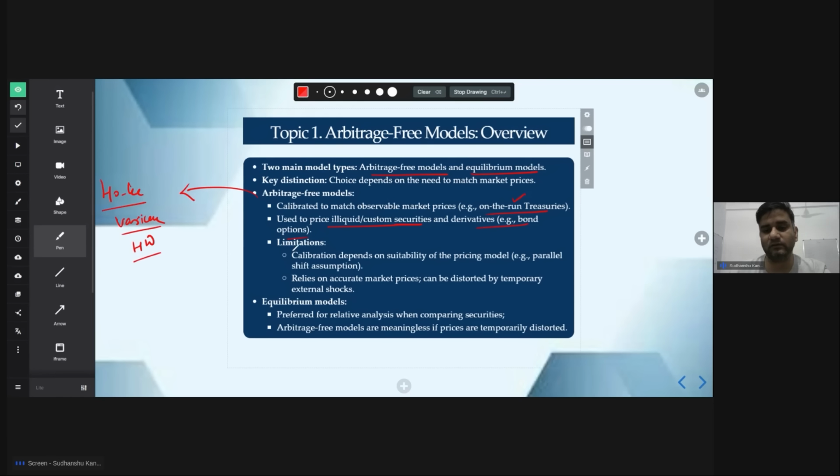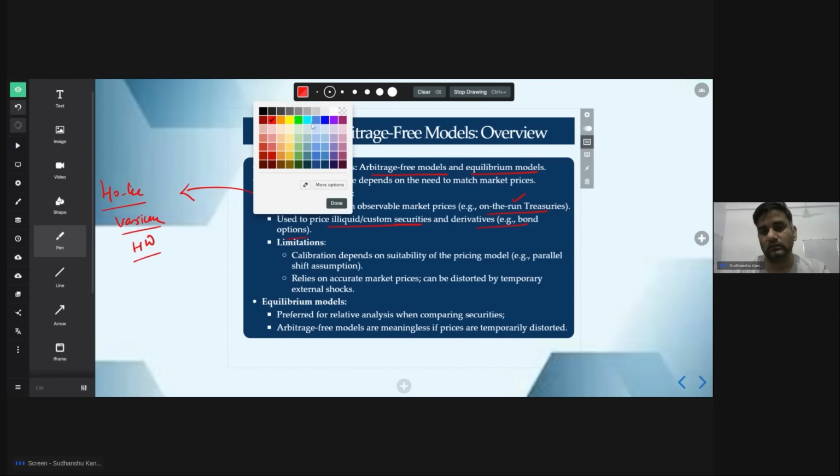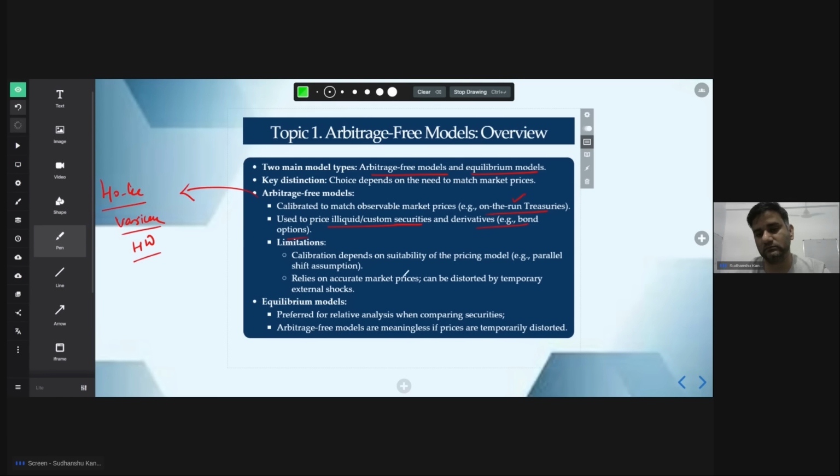What are the limitations of arbitrage-free models? The calibration which we are talking about depends on your assumptions, the parallel shift assumptions. What you assume depends on that. It is sensitive to market data and relies on accurate market pricing. If you don't have accurate market pricing, it can be distorted by temporary external shocks. Let's say during a crisis, the model calibration can give you misleading outputs. So these two are very important from the exam perspective.